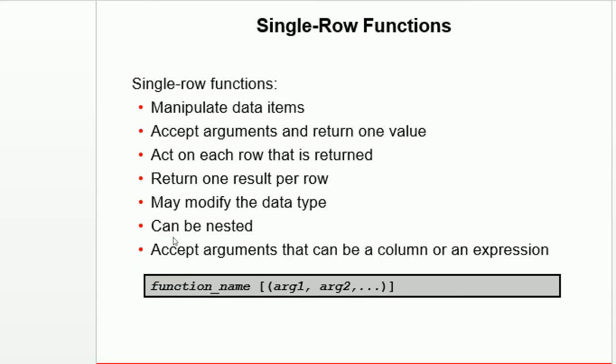They can be nested. You can use one function in another. If you remember last time, I used the sum function in the average function. Do you remember? They accept arguments that can be a column or an expression. An expression is any formula. So I can give a column or expression to a function and it will handle it. Clear? Look at this, the general syntax: the function name, the function which you are going to use, and the arguments: argument 1, argument 2, and so on. Clear?